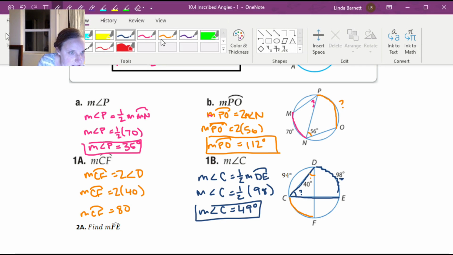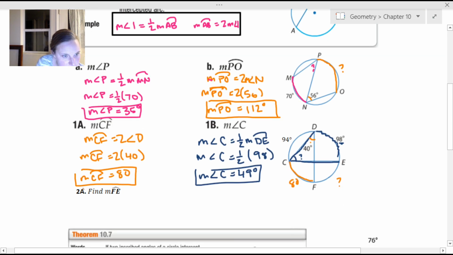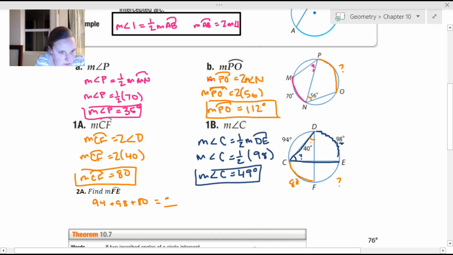Okay, lastly on this one, it says find the measure of FE. So we already figured that CF was 80 degrees, and we want to know what the measure of CFE is, this angle arc right here. Remember, all of these arcs should add up to 360 degrees. So if I've got 94 plus 98 plus 80, whatever that total is, I can subtract it from 360. So 94 plus 98 plus 80 is 272.